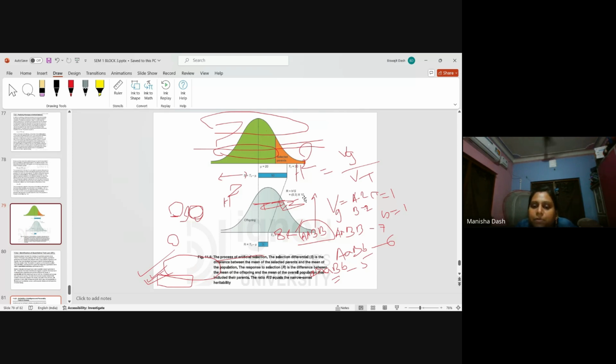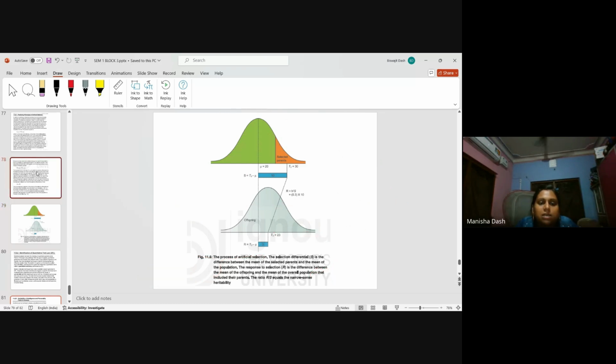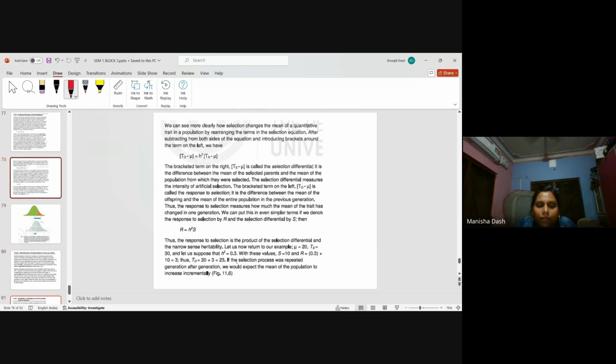Which kind of offspring you should select, you can predict on the basis of narrow sense heritability. There is a formula that you can see: R equals h squared times S. We can put this in simple terms: denote the response to selection by R and the selection differential by S. You predict the response to selection by multiplying the narrow sense heritability with the selection differential.